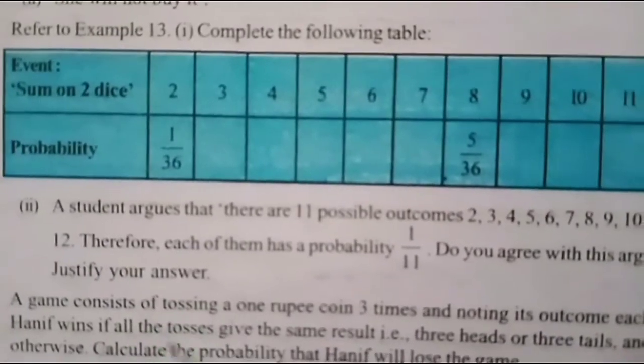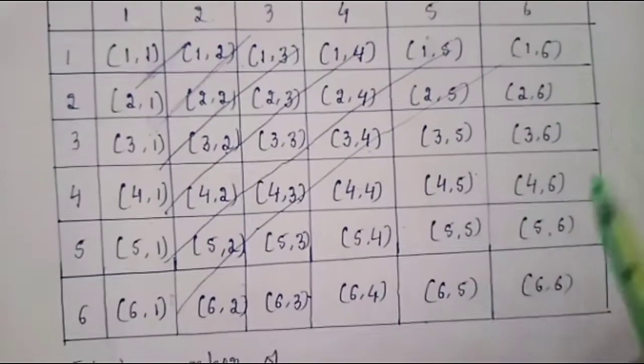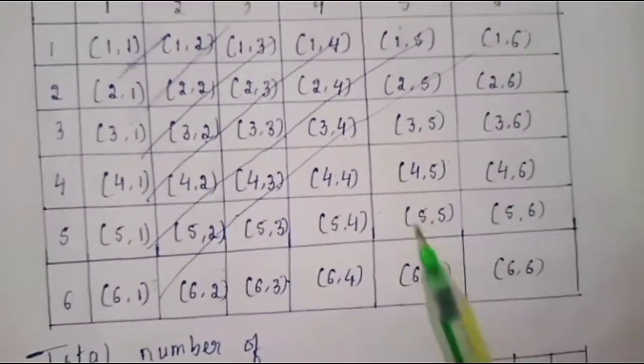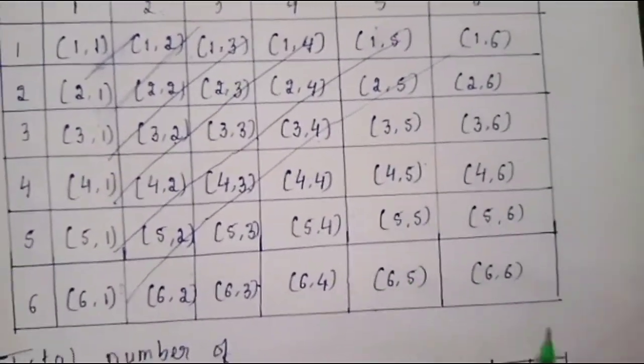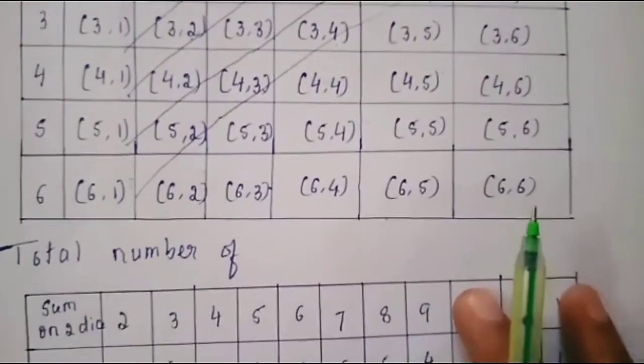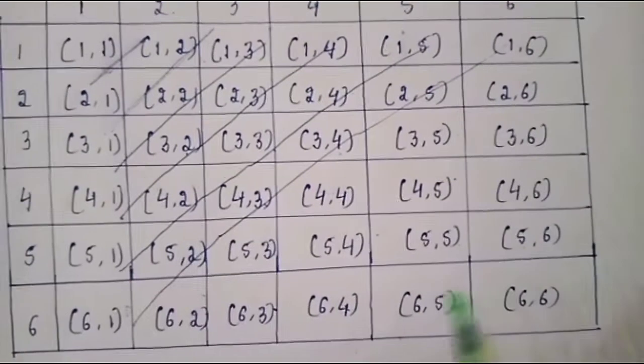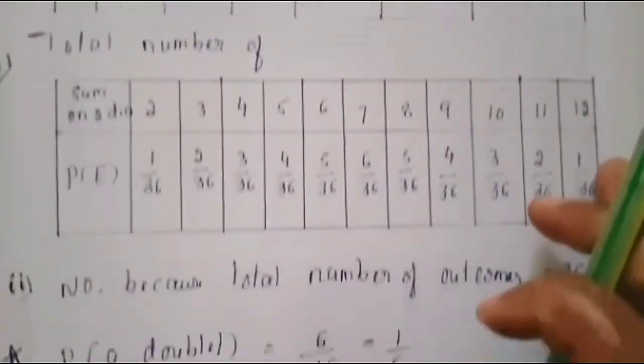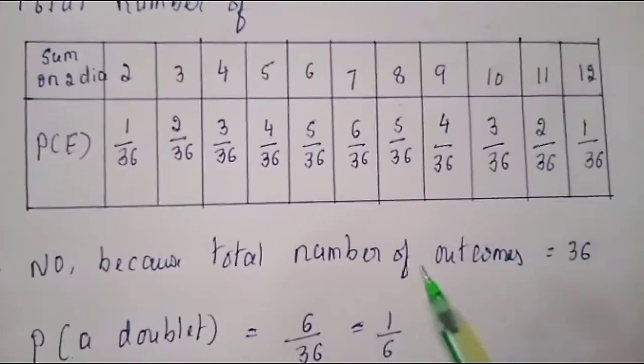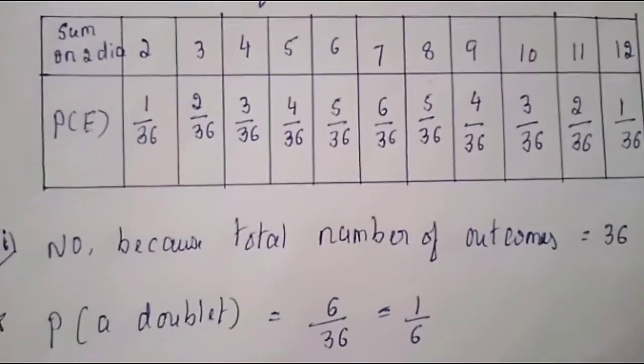But it is false. He is asking to justify your answer, because we are throwing 2 dice. So these are the possible outcomes. How many outcomes? 36 outcomes. So whatever the student is arguing is wrong. He is saying there are 11 outcomes, so 11 outcomes is wrong. There are 36 outcomes. So no, because the total number of outcomes is 36.